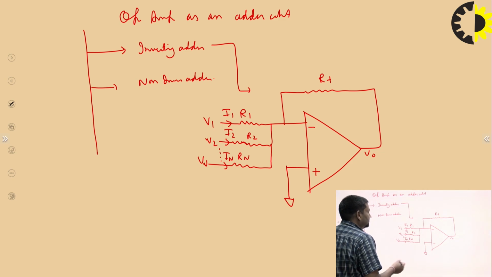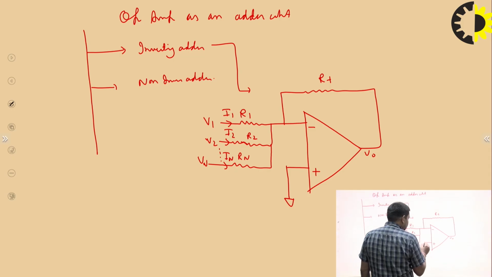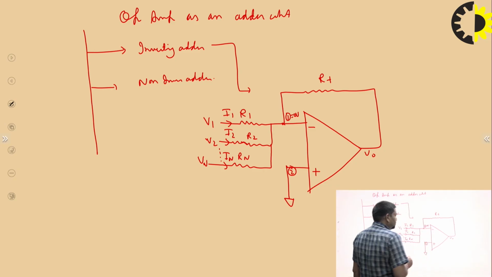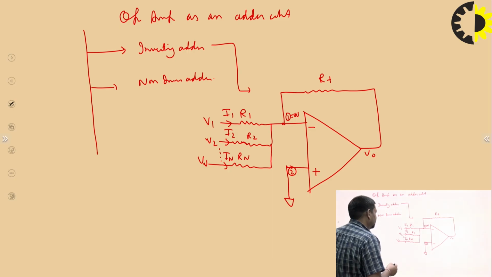So we establish a relation between the output and the input voltages. In this case, as we already discussed, this is terminal 2 and this is terminal 1, and terminal 2 is equal to terminal 1, which is 0 volt. By using the virtual ground condition for an ideal op-amp, we apply the superposition theorem at the input terminal.